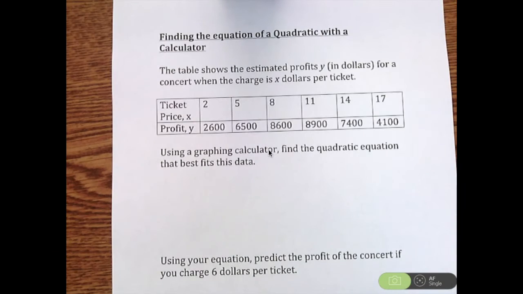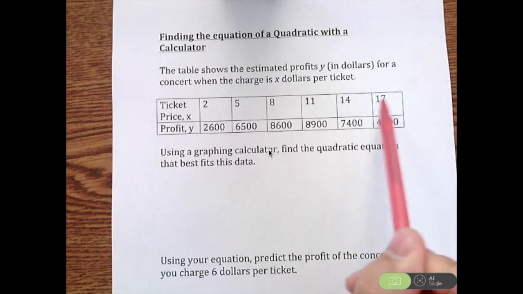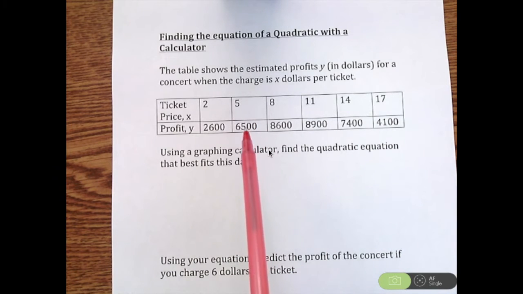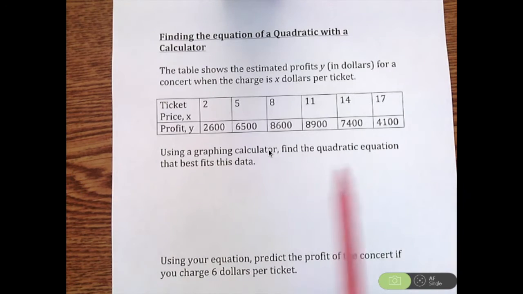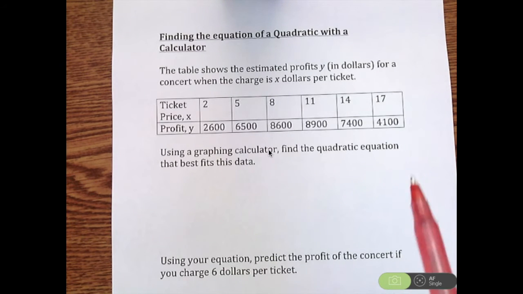I'm going to find the equation of a quadratic with a graphing calculator. In our problem, the table shows the estimated profits Y in dollars for a concert when the charge is X dollars per ticket. So they have different charges. If they charge each ticket like $5, they expect a profit of $6,500. So using a graphing calculator, find the quadratic equation that best fits this data.